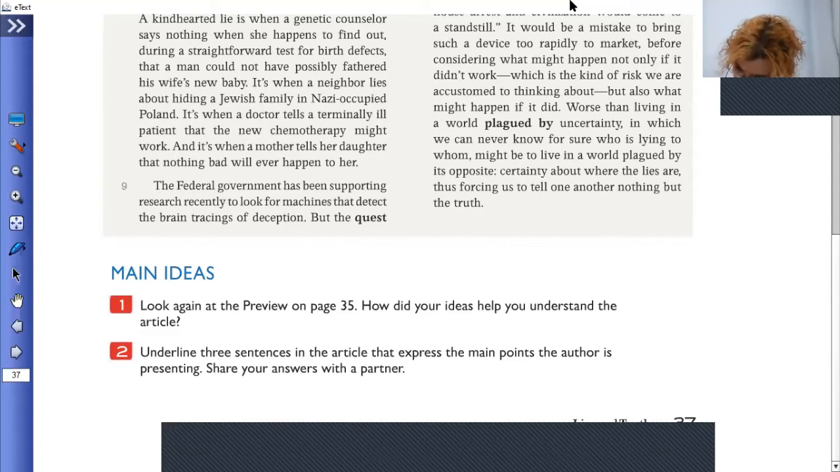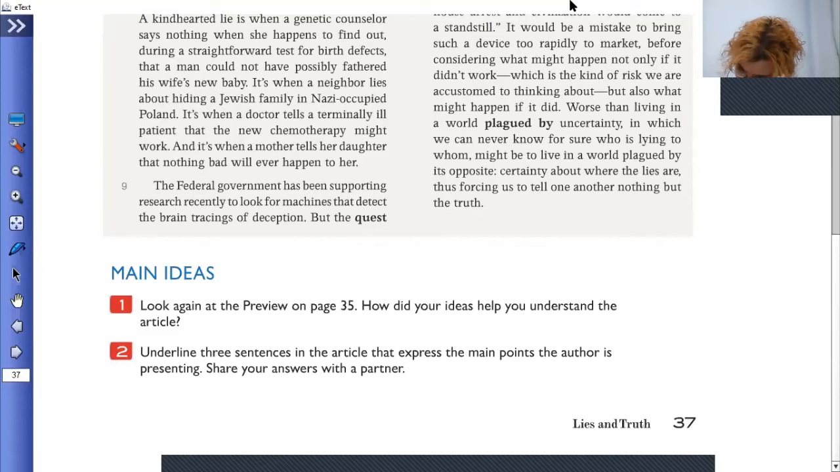And the last sentence in paragraph 10: worse than living in a world plagued by uncertainty in which we can never know for sure who is lying to whom might be to live in a world plagued by its opposite, certainty about where the lies are, thus forcing us to tell one another nothing but the truth. Basically, what you see here is that most of the main ideas or the sub-main ideas are taken from the topic sentence and or the concluding sentence. Okay? Any questions about that?